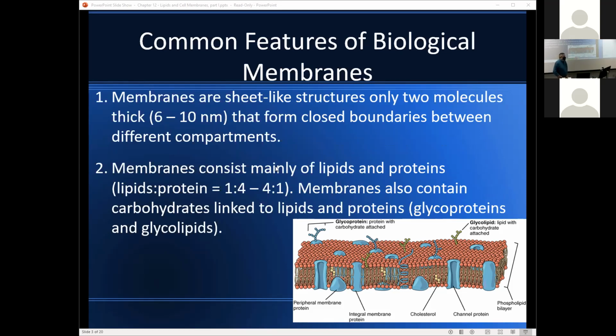Membranes are sheet-like structures, only 2 molecules thick. In nanometers, that's between 6 and 10 nanometers, that form closed boundaries between different compartments. So that's actually pretty amazing. We should know from general biology that membranes are phospholipid bilayers. Bilayer meaning just 2 layers of phospholipids. So they're only 2 molecules thick. They form closed boundaries between different compartments.